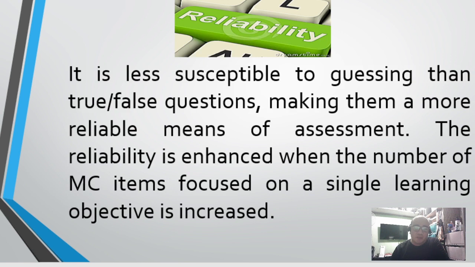Number two is reliability. So multiple choice questions are less susceptible to guessing than true or false questions. It makes them a more reliable means of assessment. The reliability is enhanced when the number of multiple choice items focused on a single learning objective is increased. So instead of students selecting one option from two options, in multiple choice there are more answers to choose from.